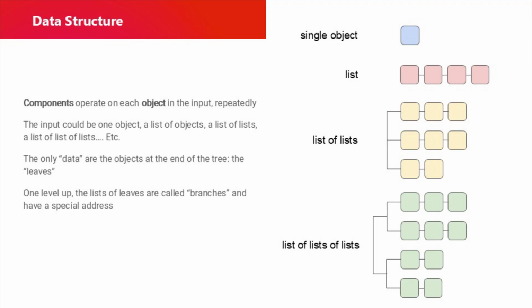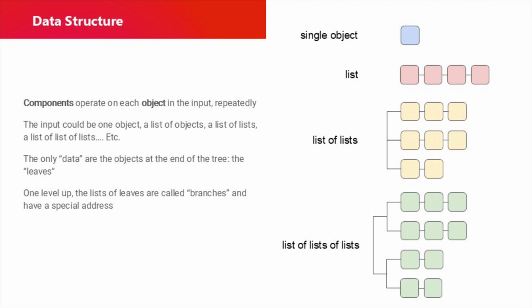So components operate on each object in the input, and they operate repeatedly. So give a move component 1 point, it moves 1 point. Give it a list of 100 points, it moves all 100 of them. And that's the same logic for everything.